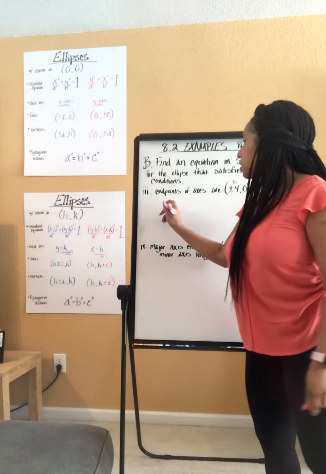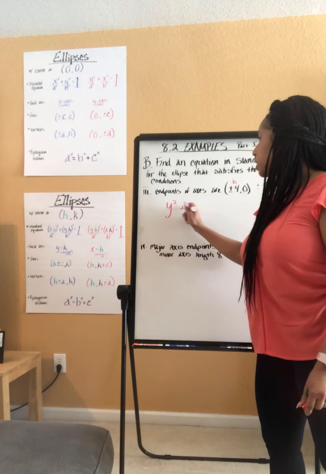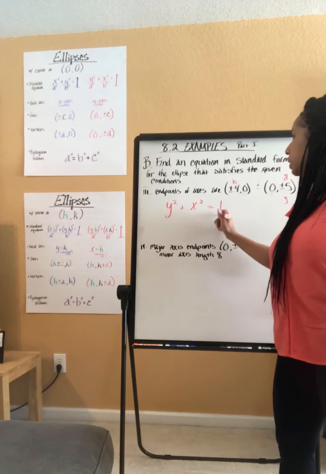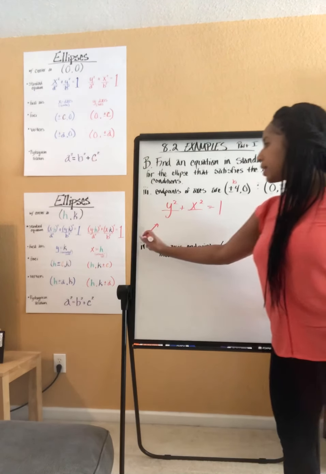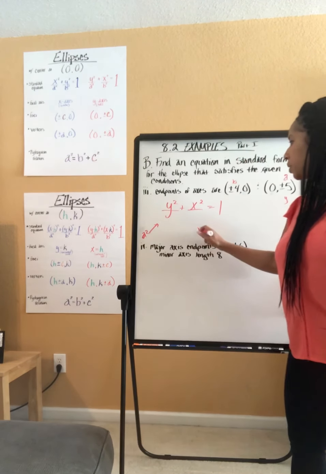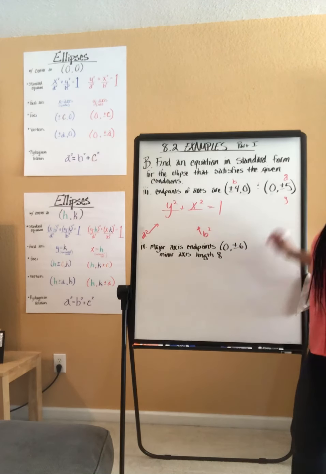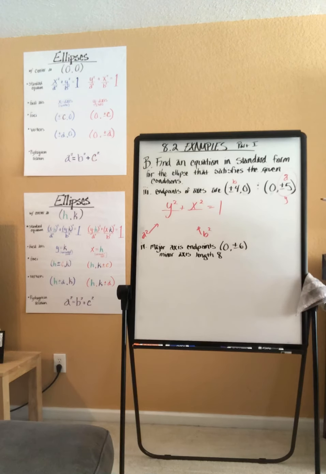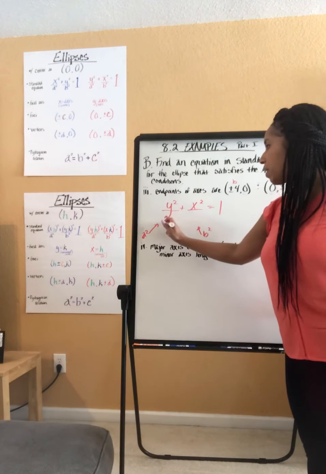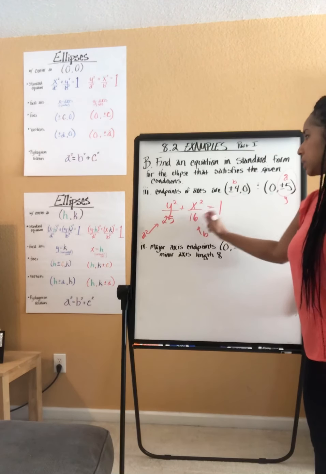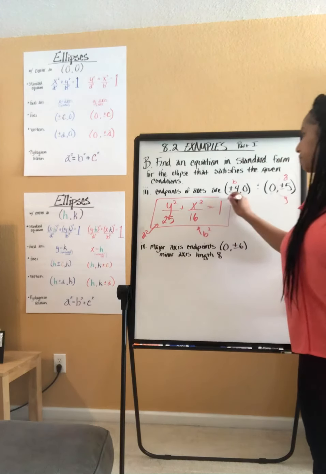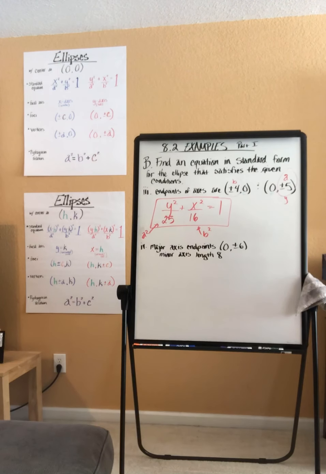From here, I know that the equation is y squared plus x squared equals 1. And the denominator of y squared should be my A squared, underneath x should be my B squared. Well, if A is 5, then A squared is 25 down here. And if B is 4, then B squared is 16. And that is it. All right.